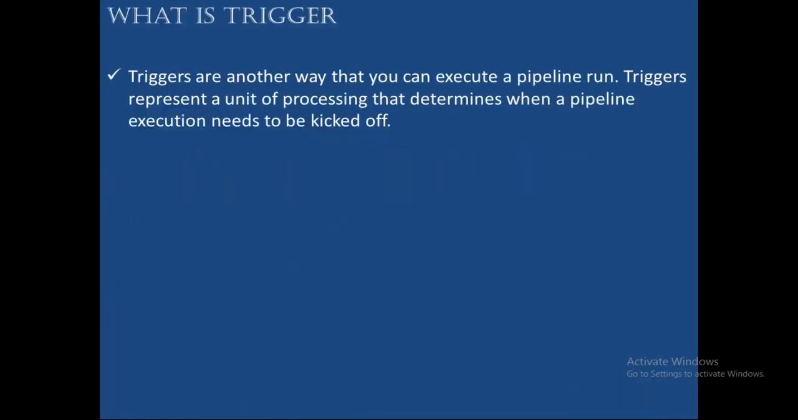Let's see now. What is a trigger? Triggers are another way that you can execute a pipeline run. Okay, as we know, this is another way to run your pipeline. Triggers represent a unit of processing that determines when a pipeline execution needs to be kicked off. When your pipeline needs to be kicked off. Kicked off means started. When your pipeline should start executing, that particular information will be represented by your trigger, because in the trigger you are going to put that configuration detail. Okay, when this particular pipeline should run, right?